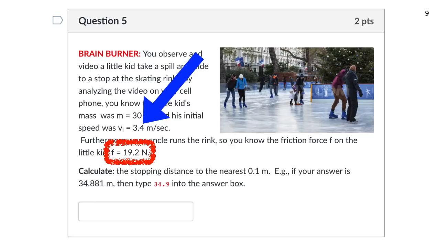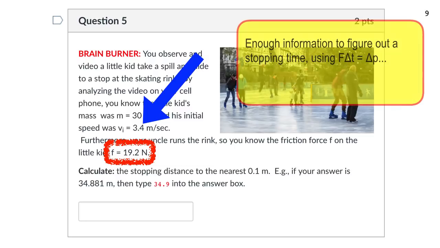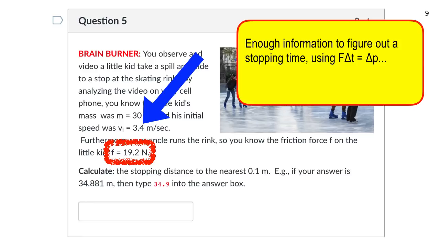Now, this one's important. And if you think about it, you've got everything here that you need to figure out a stopping time, but that's not what this problem is about. However, calculating stopping time is helpful at putting together the stopping distance, all right? Because with this information, you can also put together a velocity graph. So make a note of that. And that is the strategy that I will give to you today.